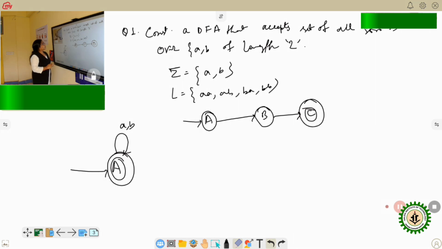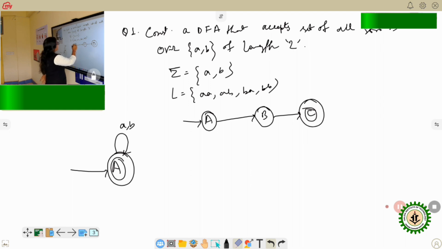This is another example. Construct a DFA that accepts the set of all strings over a, b of length 2. Length 2 means it will accept only strings of length 2, and we have to generate the strings of this alphabet set a, b. So what is the string set? aa, ab, ba, and bb. These 4 strings are here.